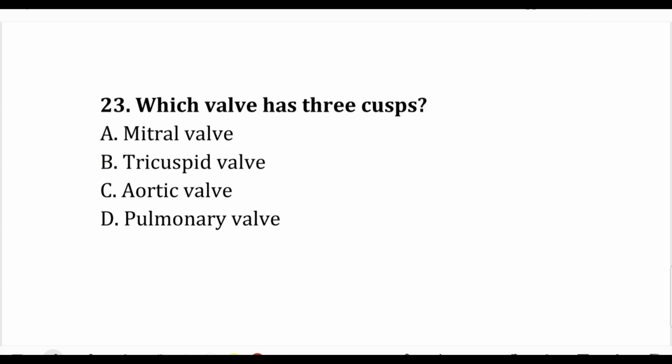Question number 23. Which valve has 3 cusps? A. Mitral valve, B. Tricuspid valve, C. Aortic valve, D. Pulmonary valve. The answer is B. Tricuspid valve.